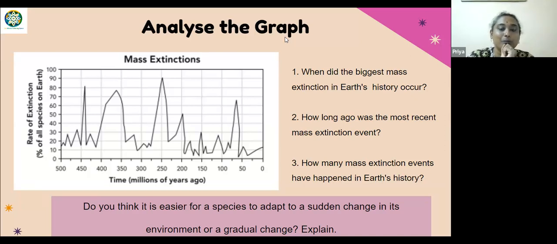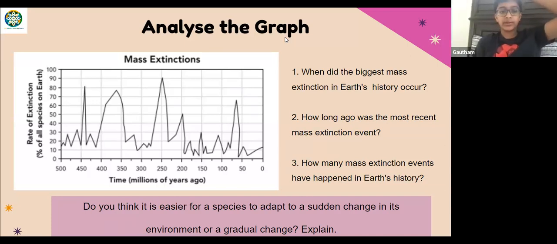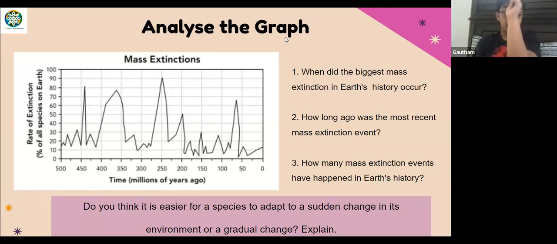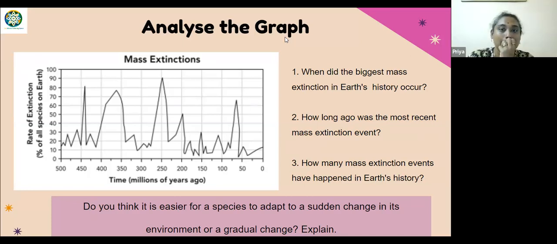Keep yourself in that species' place. And how would you feel if I slowly prepare you and ask you to go to the North Pole, or suddenly just transplant you and put you at the North Pole immediately, like in the next 10 seconds? Which will be better for you? Gradual or sudden? Sudden. Sudden? Why? I don't know.